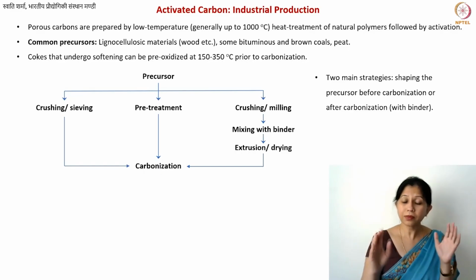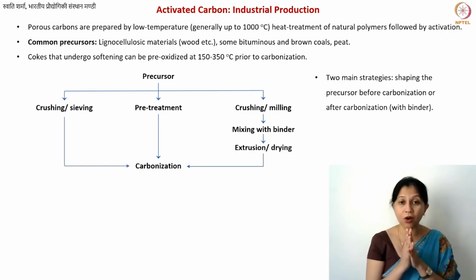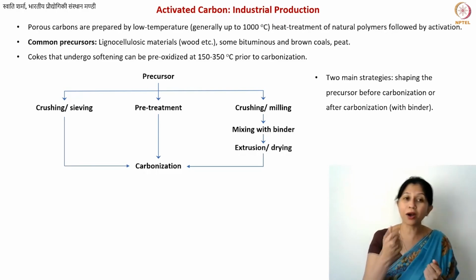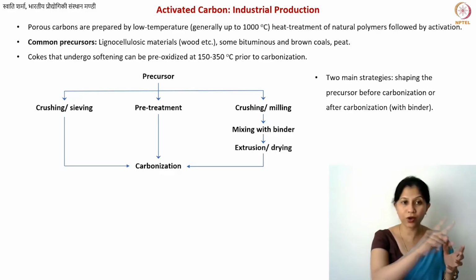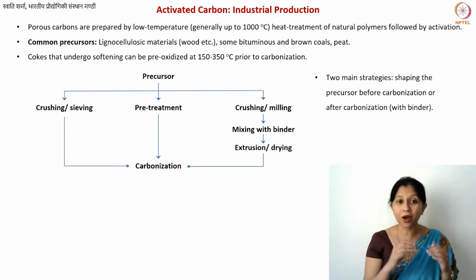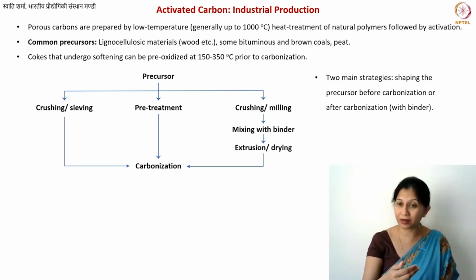Okay. Now you perform the carbonization. Either you carbonize the particles which are mixed with the binder and made into cylinders, or, if you wanted powdered activated carbon, for example after crushing and sieving in the first strategy, you can already carbonize that. Or if you were doing the chemical activation, then the pre-treated material that you have, whether or not you made pellets out of it, you could then carbonize it.